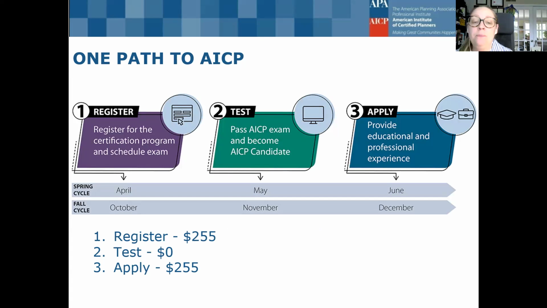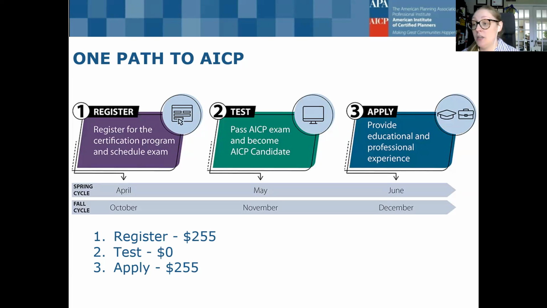So first of all, what we're going to talk about is what APA calls one path to AICP. This is the route that you now take for getting your AICP certification. There are three parts to it: one is to register, two is to take the test, and three is to apply. We're going to talk about each of these three sections. You can do these three sections in two different cycles throughout the year: a spring cycle and a fall cycle.